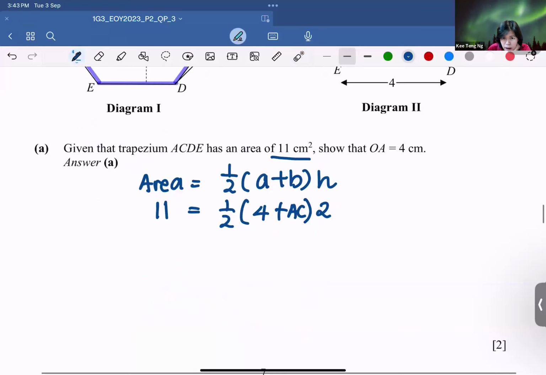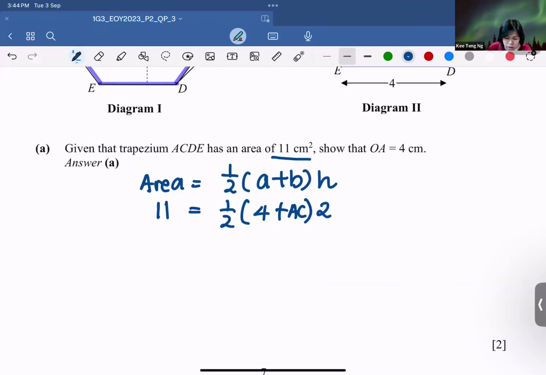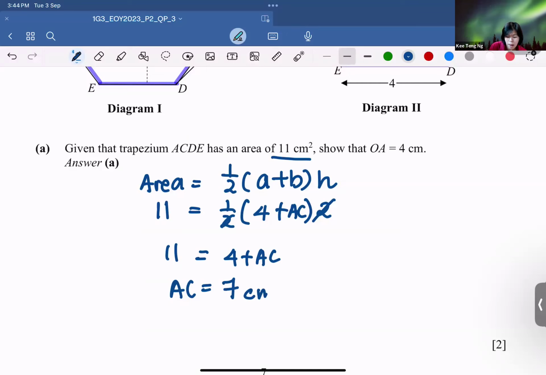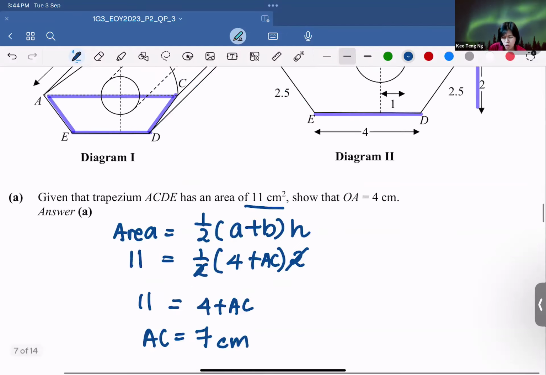How to get rid of half? Actually, I noticed half and 2 can cancel. So I'm just left with 4 plus AC is 11. So what is AC? Someone with faster fingers, type me the answer. AC is equal to, thank you, Javier, 7 cm. But the question wants OA.